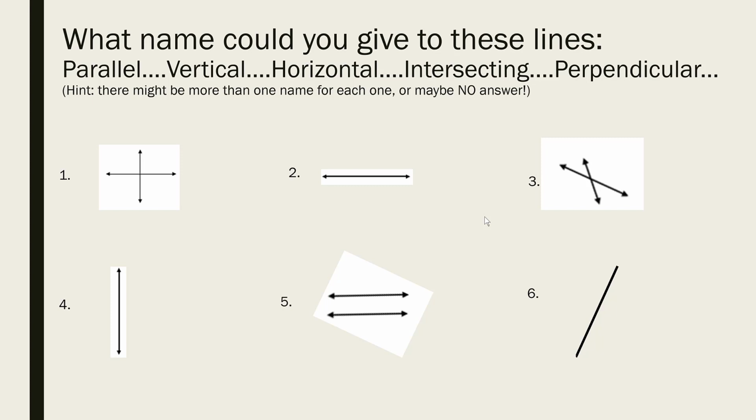Okay, I'm going to take up these answers now. So the first one, you should have said they are perpendicular. Okay. The second one is a horizontal line. The third one, these are intersecting lines. They're intersecting, but they are not perpendicular. The fourth one is a vertical line. And the fifth set of lines are parallel. Okay, they are parallel lines. And number six, I'll just say that's a line. It is running diagonally.